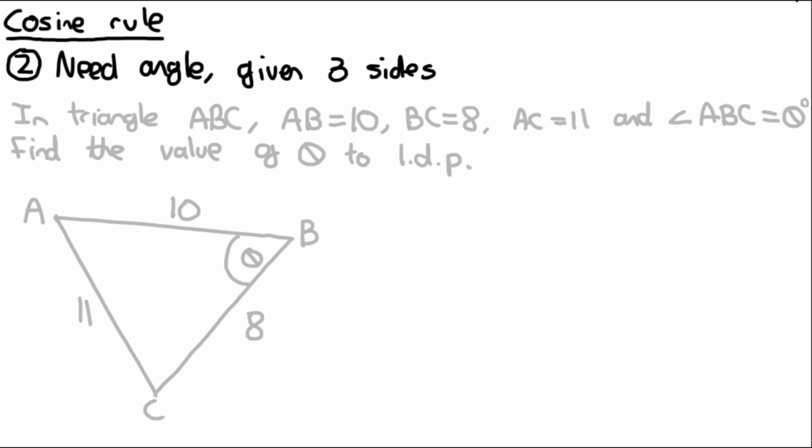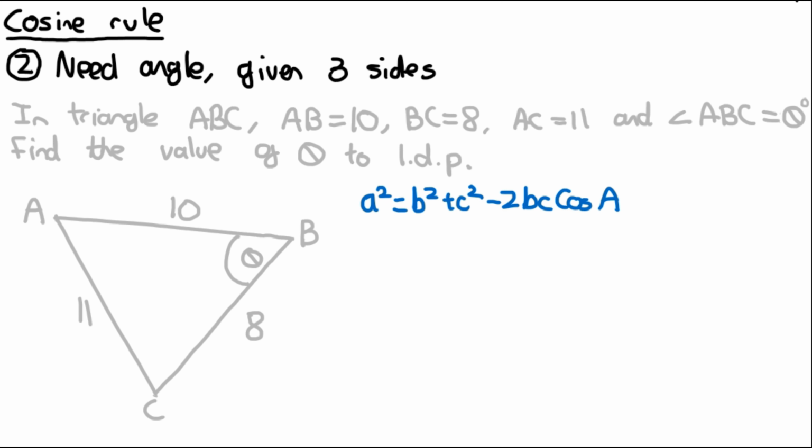Here we have a triangle with sides of 10, 8 and 11, and we need to find the angle theta here. So we can use the cosine rule: a squared is equal to b squared plus c squared minus 2bc cosine A. As you can see for this one, the letters in the cosine rule don't fit with the triangle here, because we have B as the angle that we need to find. So it doesn't actually work with A being the angle here.